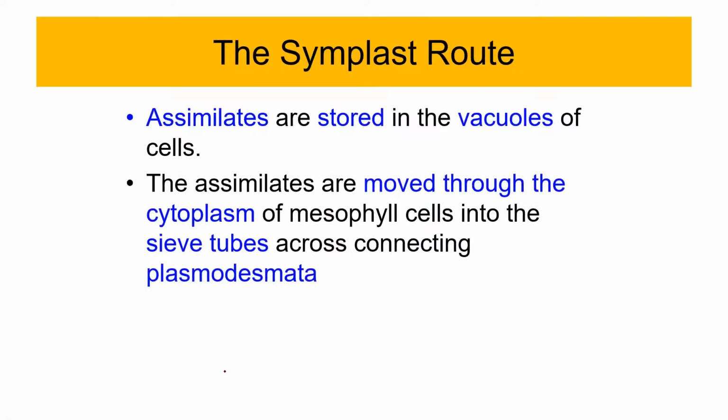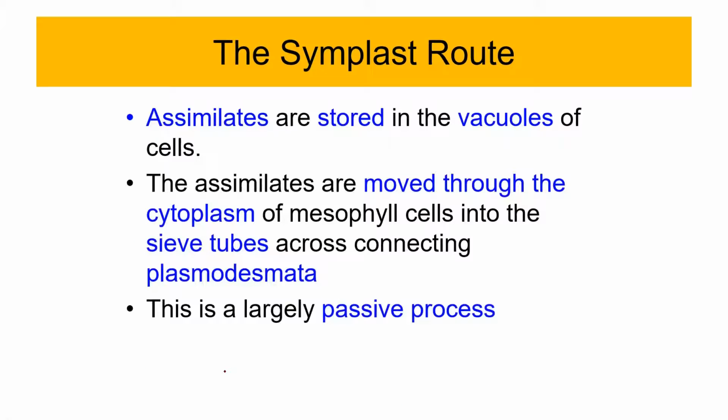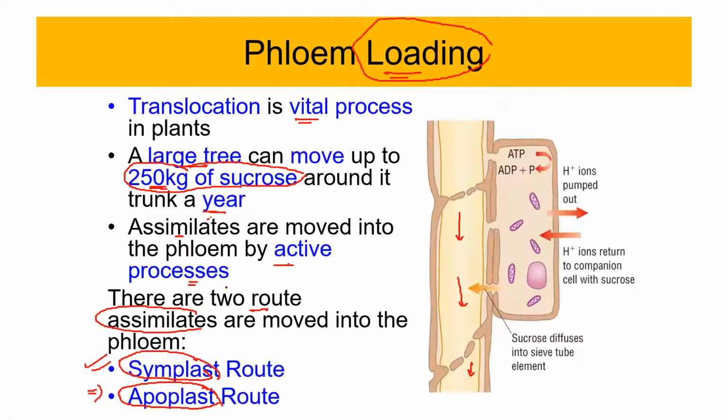So when we talk about the symplast route generally, most of it is a passive process. Okay? So one reason of that is that assimilates are moving across the cytoplasm, but cells are connected to each other through plasmodesmata. Okay? So they can be transported from cytoplasm of one cell to the cytoplasm of the next. Assimilates are generally stored in the vacuoles of the cell. And these assimilates are moved through the cytoplasm of the mesophyll cells into the sieve tubes across the connecting plasmodesmata.